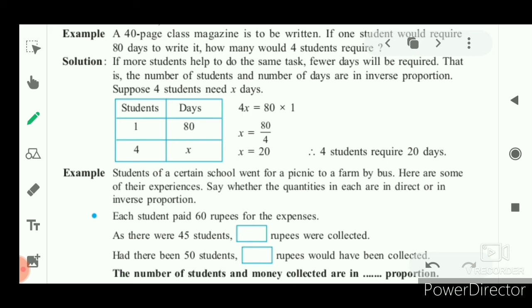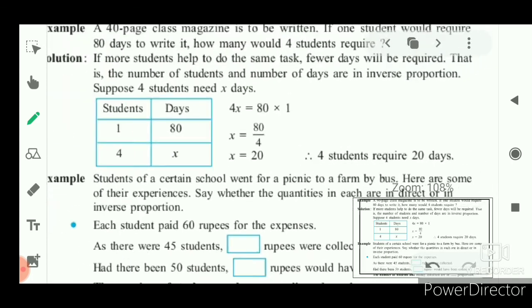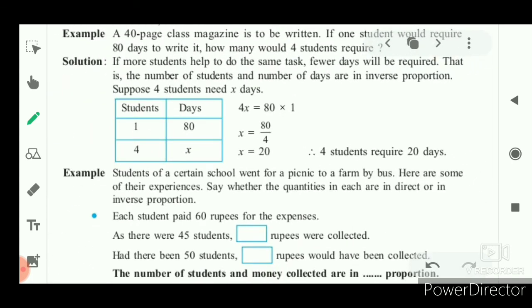Okay, so here 1 into 80 equal to 4 into x, or we can take 4x equal to 1 into 80. So x equal to 80 by 4, that is x equal to 20. Okay, so 4 students require 20 days to write the magazine.